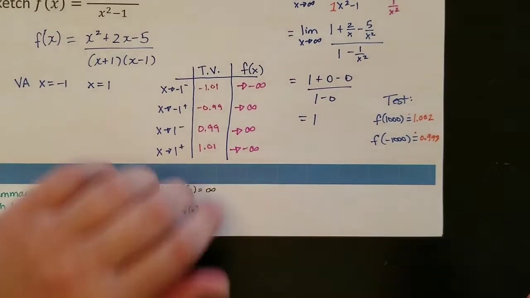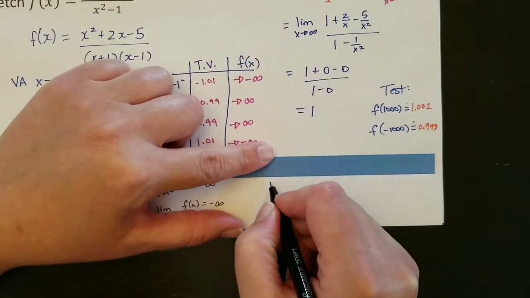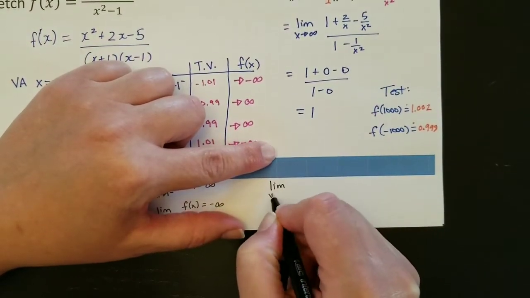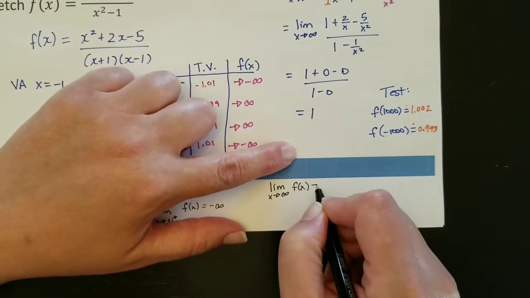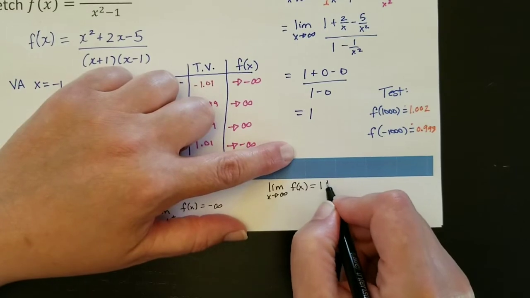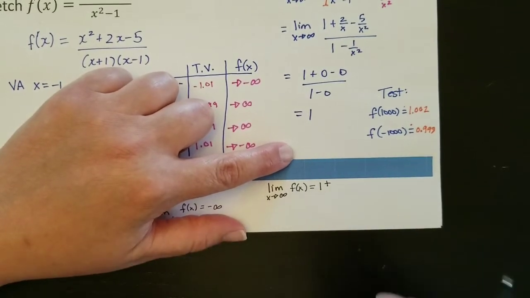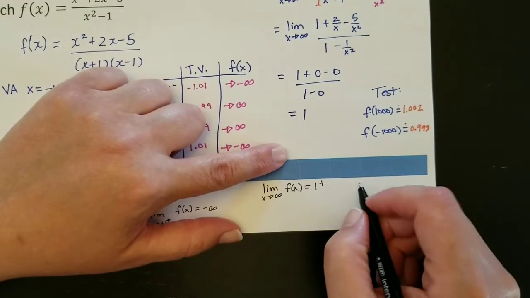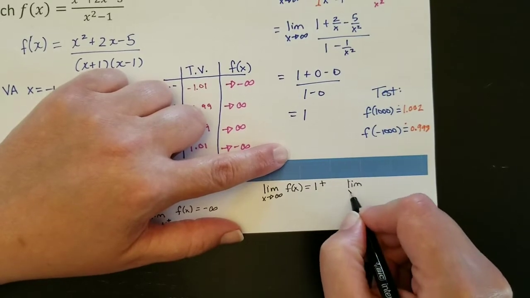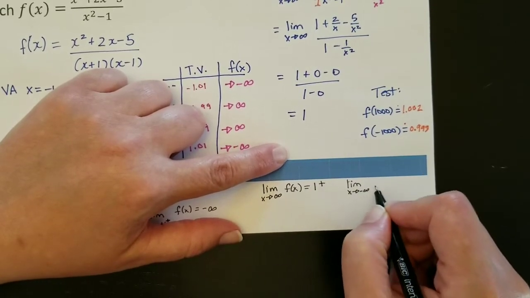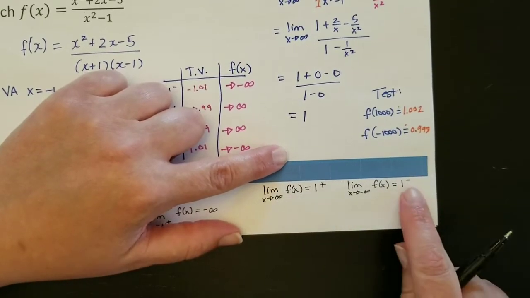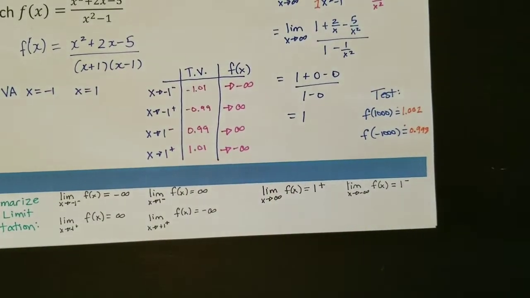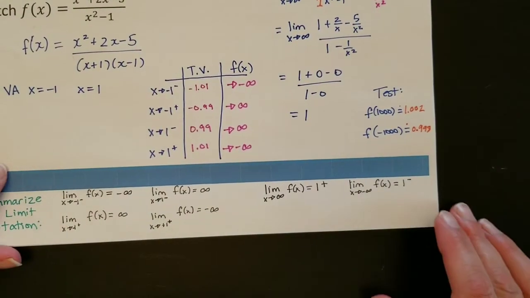And I'm going to summarize that down here as well with my limit notation. So the limit as x approaches infinity of f at x equals 1 from above. So that plus means above the 1, above the horizontal asymptote. And the limit as x approaches negative infinity of my function f at x equals 1 from below. As I'm going to negative infinity, it's slightly below that horizontal asymptote.